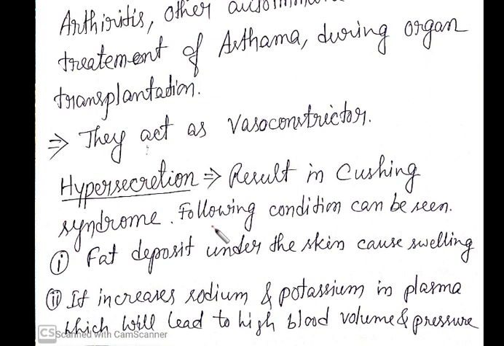Number one, there are certain things we can see if the glucocorticoids are secreted beyond the normal or optimum quantity, that is in hypersecretion. In case of hypersecretion, it can cause a disease called Cushing syndrome, and in this type of syndrome there are certain things we can observe. Number one, fat deposits under the skin cause swelling. So it will cause swelling in our body, and that is because of the deposition of fats under the skin. That was the first thing we'll see.